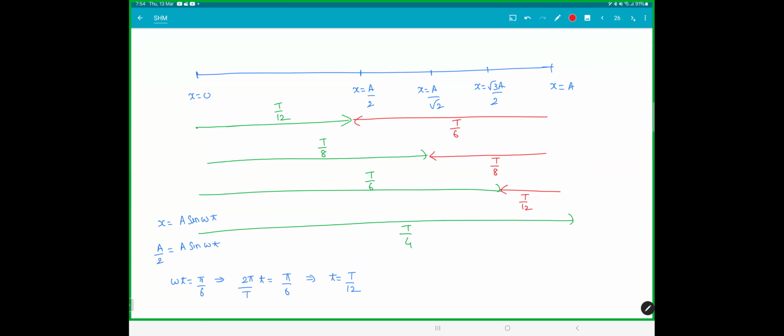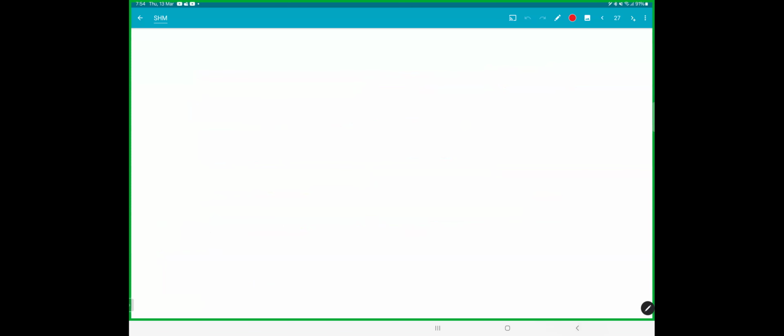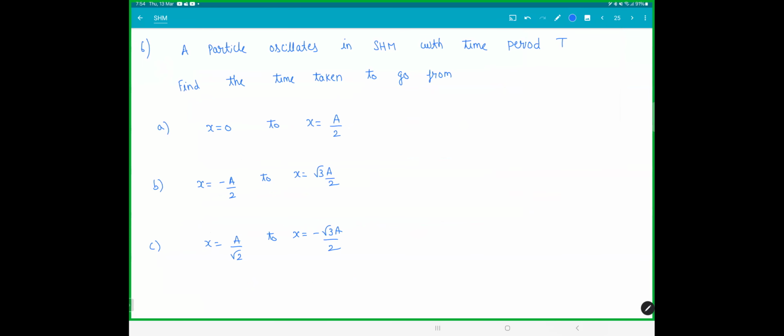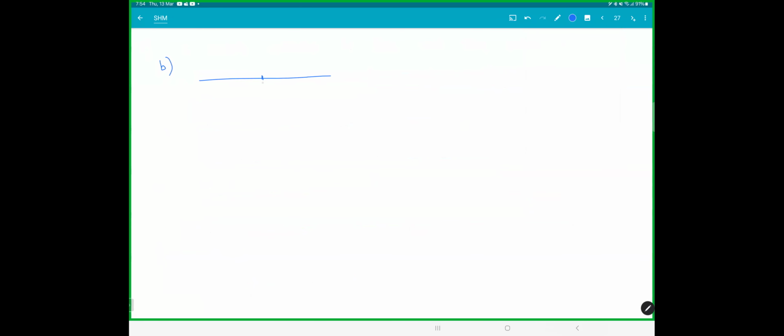A by 2 is half. Half is 30 degrees. 360 takes time T. 30 should take 1/12, T by 12. Is this making sense, everyone? Now looking at this question here, the first part was easy. The second part was minus a by 2 to root 3 a by 2. You are going from x is equal to minus a by 2 to x is equal to root 3 a by 2. So there are two possibilities.